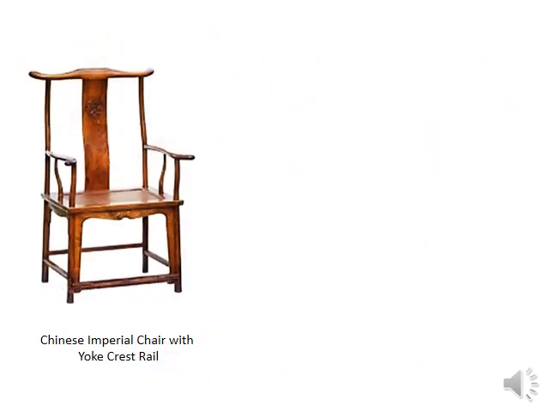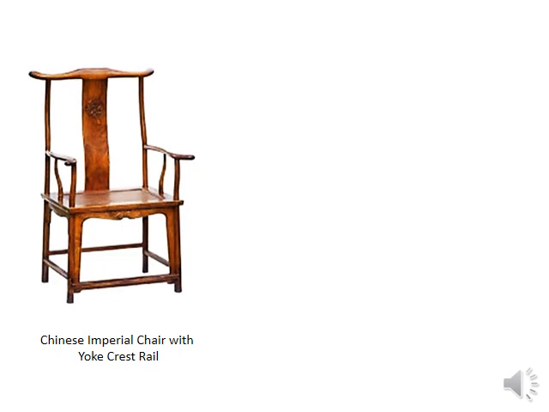And yet another example of this beautiful style in Chinese imperial chair design. Here we see the yoke crest rail, and although it's a little hard to see in this picture, that carving in the middle of the backsplat is in fact a dragon. So this is a very simple version, but it is still considered an imperial chair.